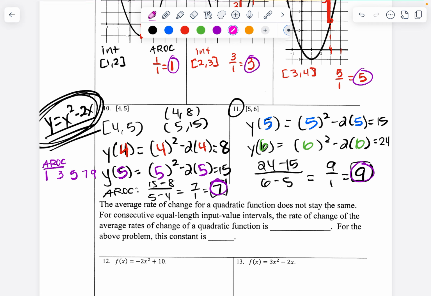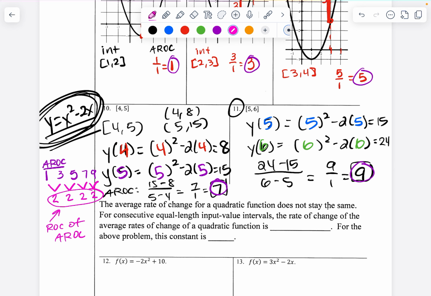But let's look at now, what was the change between these intervals? So from 1 to 3, the change was positive 2. From 3 to 5, the change went up 2. From 5 to 7, the change went up 2. From 7 to 9, it was up 2. So what do we notice about the rate of change of the average rate of change? We notice it's positive 2. It is changing for the quadratic function. Before, for the linear one, it wasn't changing. But for the quadratic, the average rate of change is changing every time.